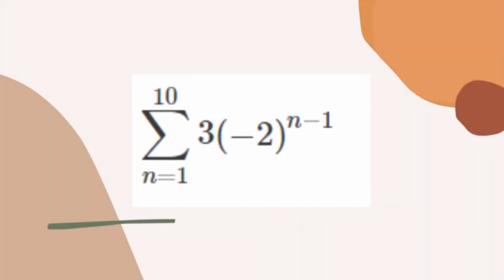So we are finding S sub 10 for the series 3, negative 6, 12, negative 24, and so on, whose common ratio is negative 2.